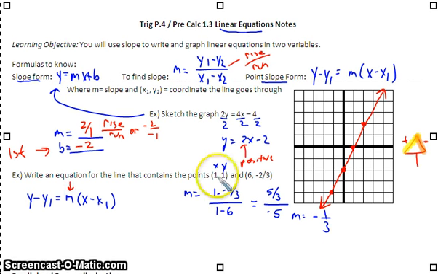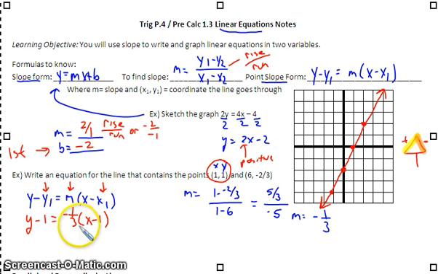Then what I also have to do is pick one of these points. I'm going to choose to pick the easier one that's not negative or a fraction, and plug it in for x sub 1 and y sub 1. So y minus 1 equals negative 1/3 times x minus 1.